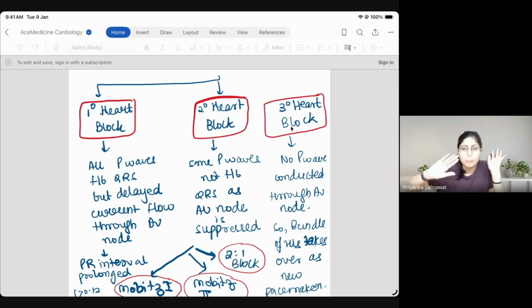So what happens is bundle of His takes over as the new abnormal pacemaker and gives rise to a QRS, but there is no coordination or correlation between the P wave and the QRS wave. दोनों अपने अपने हिसाब से काम कर रहे हैं. So कभी P मिलेगा, कभी QRS मिलेगा, कभी P मिलेगा, कभी QRS मिलेगा. Right? So third degree heart block, no P wave gets conducted through AV node.